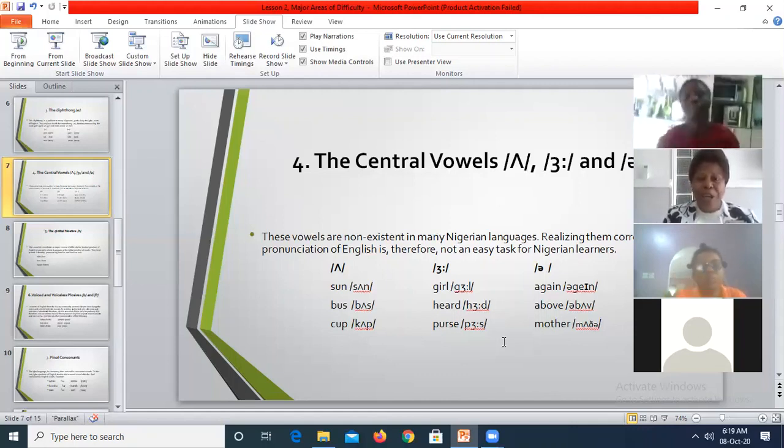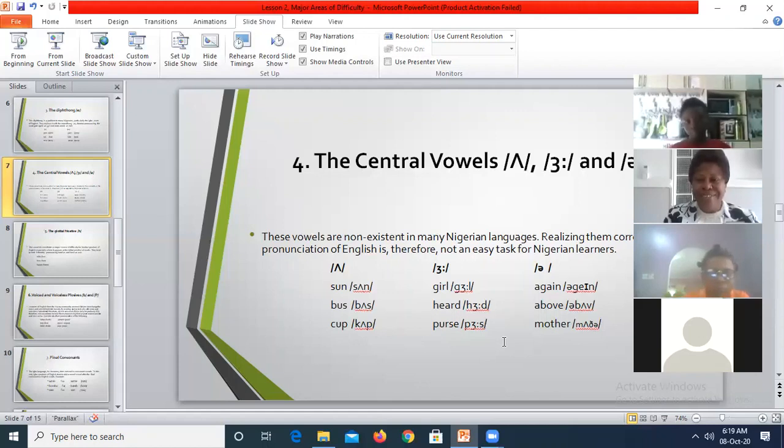Remember, I called them the central vowels of the English language. Say vowel. Vowel. Vowels. Some of you, like I heard you yesterday, one person was saying vowel, vowel. No, it is vowel. Say it after me, vowel. That's what makes you students of English. Your pronunciation must depict that. Let us practice these few examples where these sounds are found.